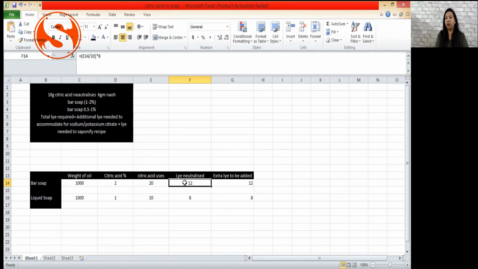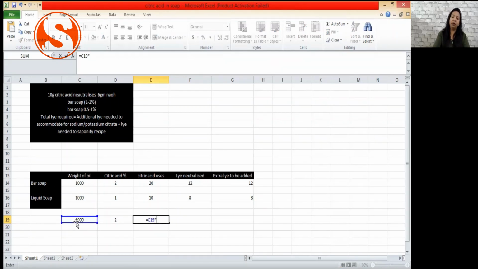You can download this sheet below. You can just enter your values, or you can also make a note of it and do the manual calculation. This is how the calculation is done. First calculate 2% of your weight of oil. Let me show you. Let's say I have 3000 grams. 2% of 3000 is 3000 into 2 by 100, which gives you 60 grams of citric acid.